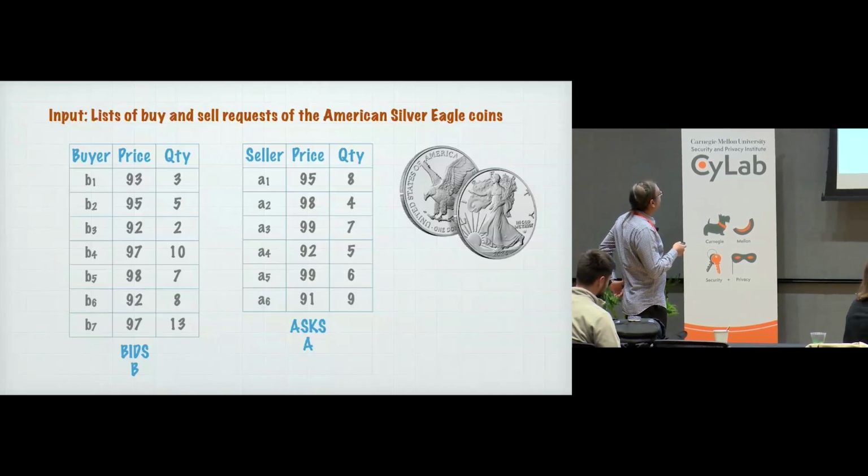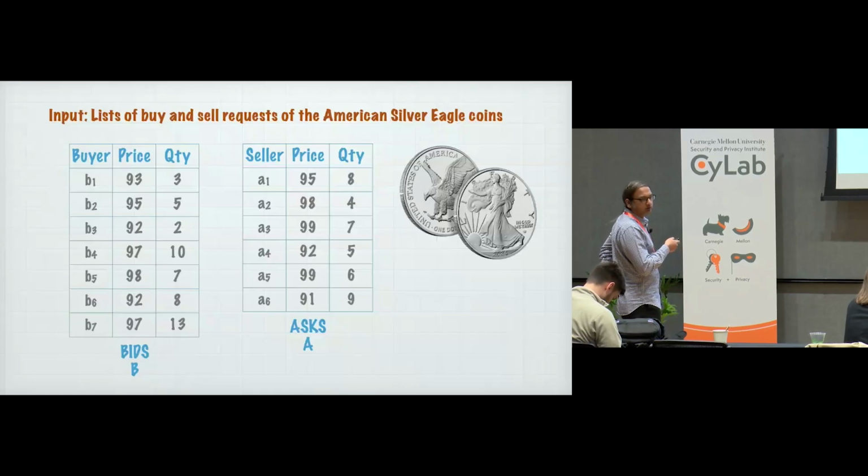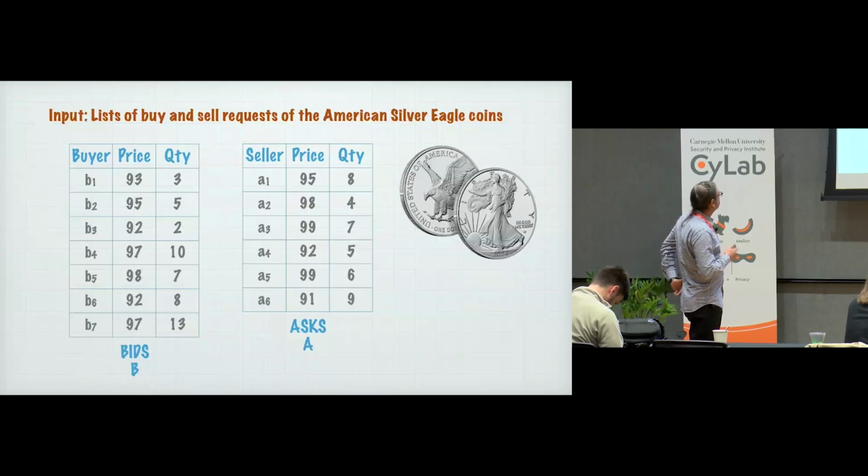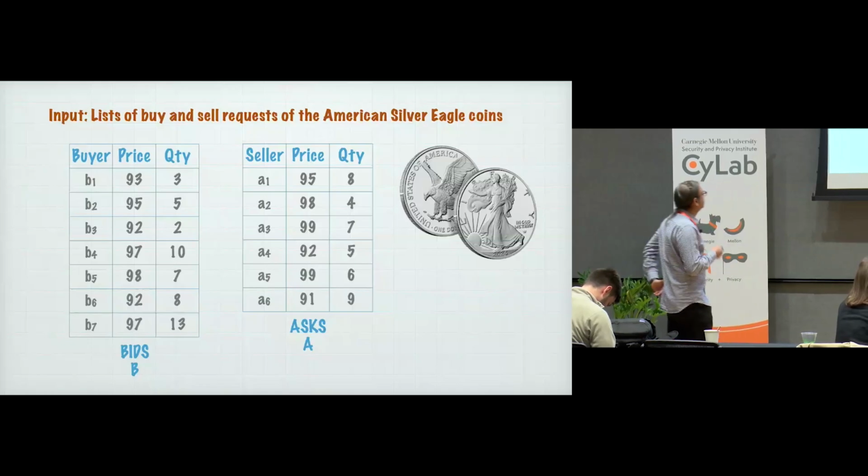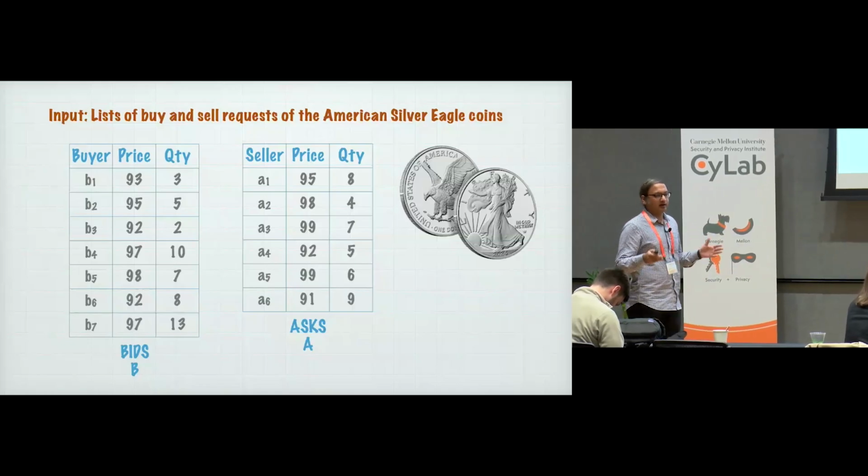So this is bid one. This buyer offers to buy 3 units, up to 3 units of this coin, and he's willing to pay $93 for each unit. And so on. There are these 7 buyers, 7 bids, and 6 asks. So this seller offers to sell 8 coins, and he says, I want at least $95 for each coin that I sell. Okay, so you get this list of bids and asks, and you wait till the day ends.